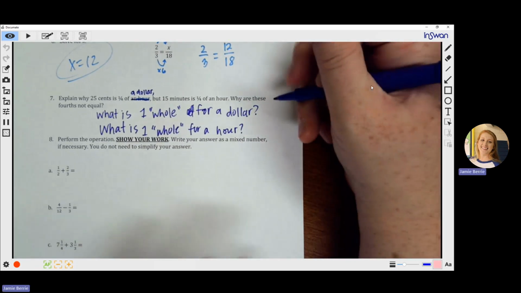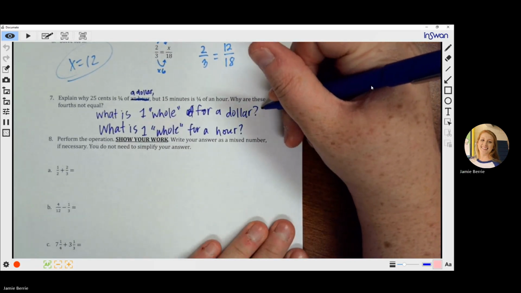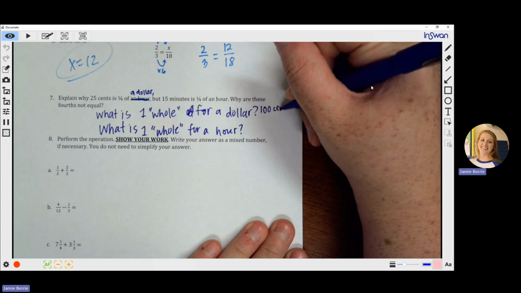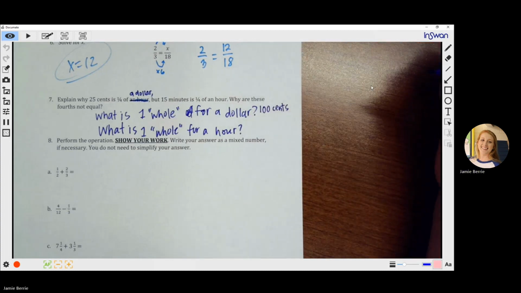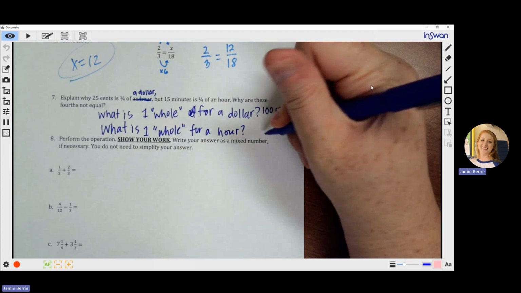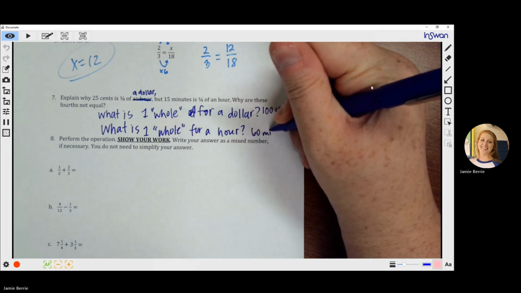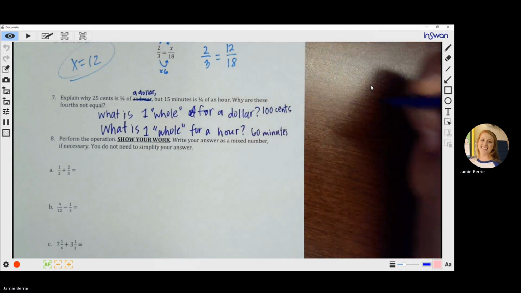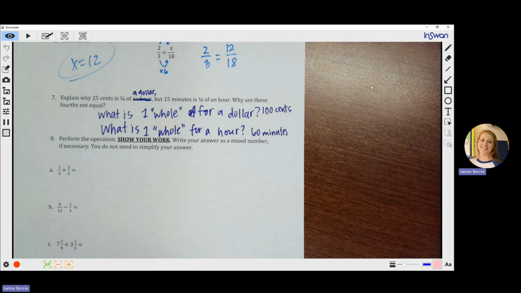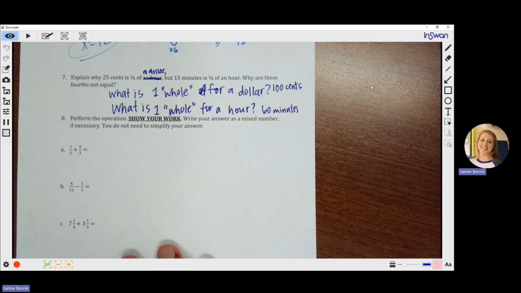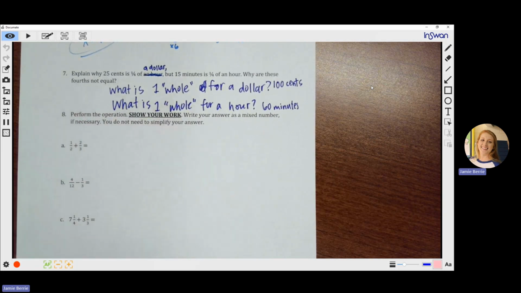One whole for $1 is 100 cents. One whole for an hour is 60 minutes. All right, so I'm going to leave it there. I think you probably have the answer already, but this is more of one where I just wanted you to think about, why are those not the same? Not necessarily something that I would put on the test, but just something I wanted you to think about.